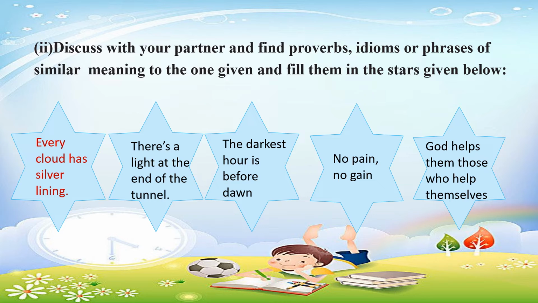First one is every cloud has a silver lining, which means there is always hope after darkness. So likewise the next one is there's a light at the end of the tunnel. So this also gives a positive hope. The darkest hour is before the dawn. This is also a positive hope. And the next one is no pain, no gain.